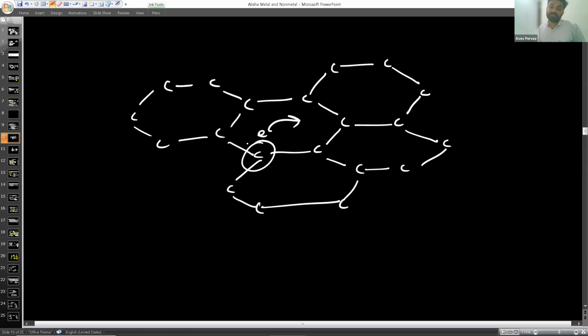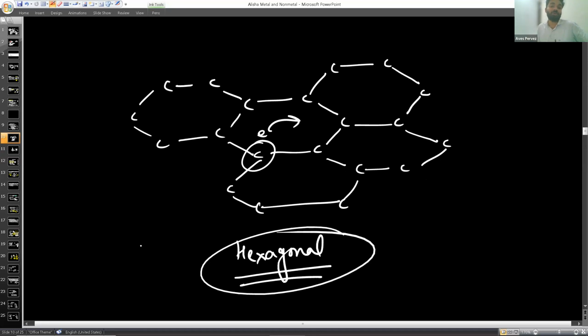They're arranged in a hexagonal structure, right? Yes, this is a hexagonal structure. So that you will study in more detail in the carbon and its compounds chapter. Due to the hexagonal structure, each carbon atom is not bonded with four other carbon atoms. There is a free electron. That free electron makes graphite a good conductor of electricity.